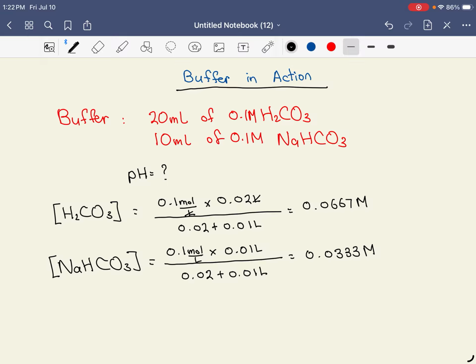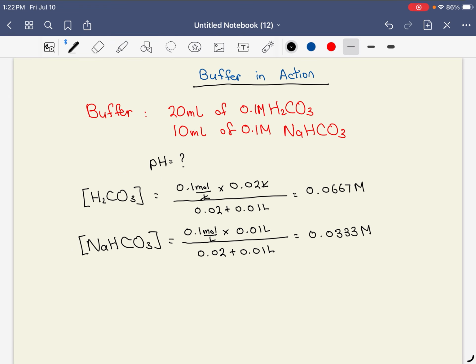So now that I know the final concentration of both of the chemicals that make up my buffer, I now want to know what is the H plus concentration of this. The reason is very simple. There's obviously way more of the acid than its conjugate base. What that means is that if these guys were to exist together, there's obviously a chance here that this is going to be in excess. The question is, how much in excess?